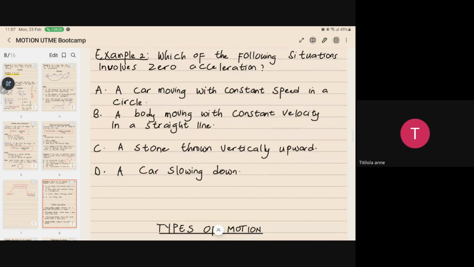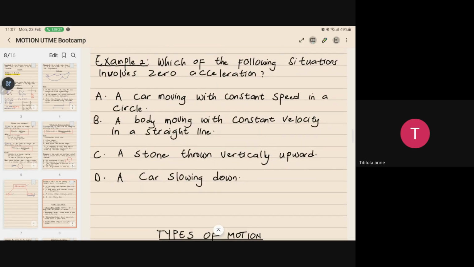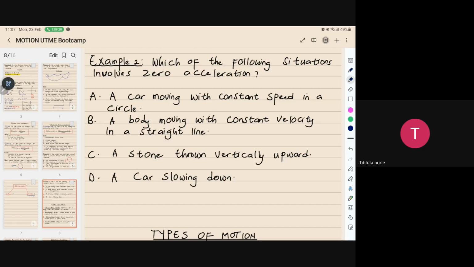Thank you. Now, the next one says, which of the following? I want your answers in the comment section, everybody. Which of the following situations involves zero acceleration? Send your answers in the chat. Zero acceleration now. Let's pick the correct answer. Which of the following situations involves zero acceleration? I want to see your answers in the chat. Let me go to the chat now.